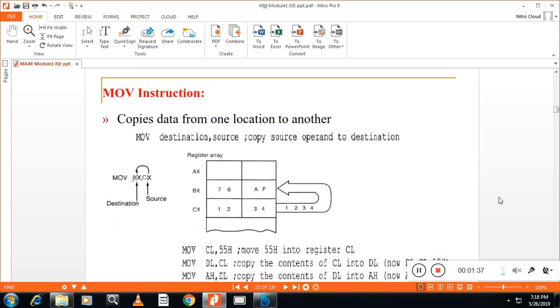Other than that, we have one more instruction, MOV BX, CX. Here you have to remember, the right hand side is the source and the left hand side is the destination. So the content of CX is moved to BX. After the operation, the content of BX will get changed. The content of CX will not get changed. It will remain the same as it is. So this is one more instruction.